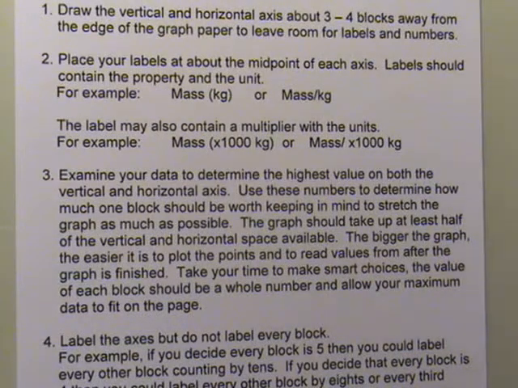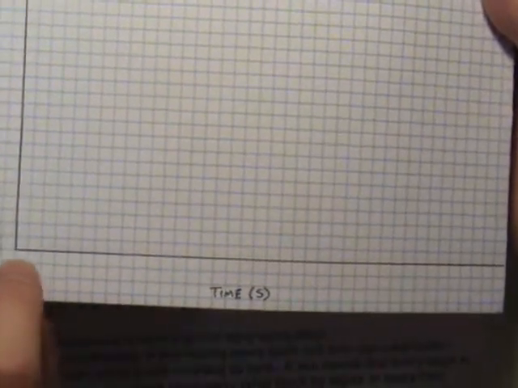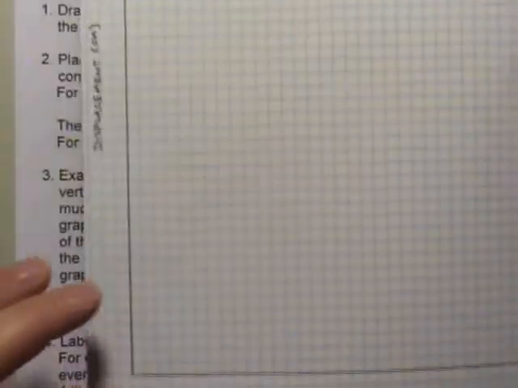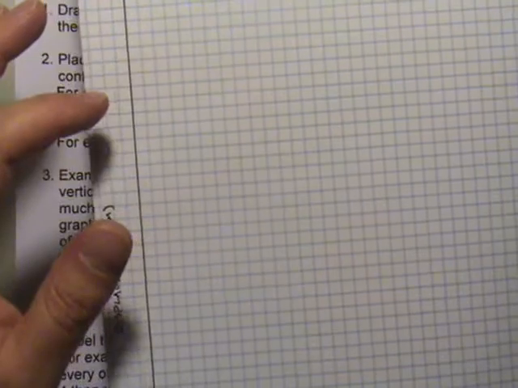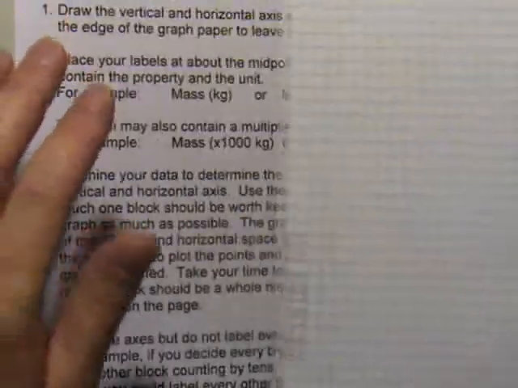And to do that, you want to make smart choices. So let me give you, for the example of this graph, I've already counted the number of blocks. Horizontally, I have 38 blocks from my origin to the edge of the paper, and vertically, I have 50 blocks from the origin to the top. Okay, so for example, let's do the vertical axis first.